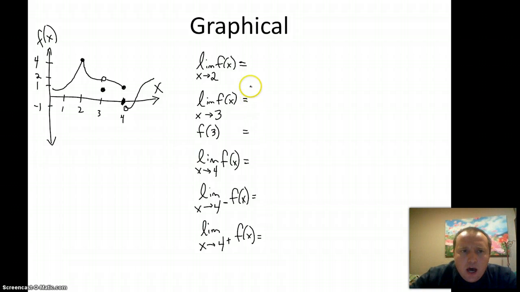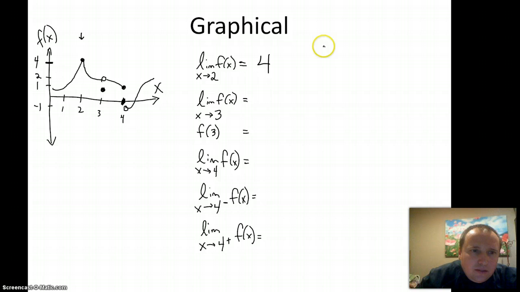Welcome back. We're going to first look at the limit as x approaches 2. So that is right here. As I think about that limit as x approaches 2, I look at it and I say, you know what? From the left side it approaches, let's make this exactly 4. So from the left it's approaching 4, and from the right it's approaching 4. So it's going to approach 4. That's kind of boring.